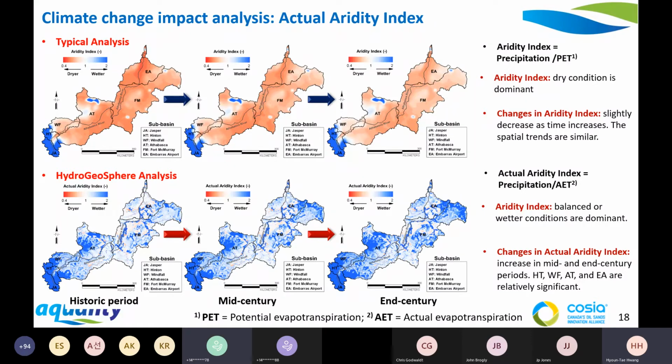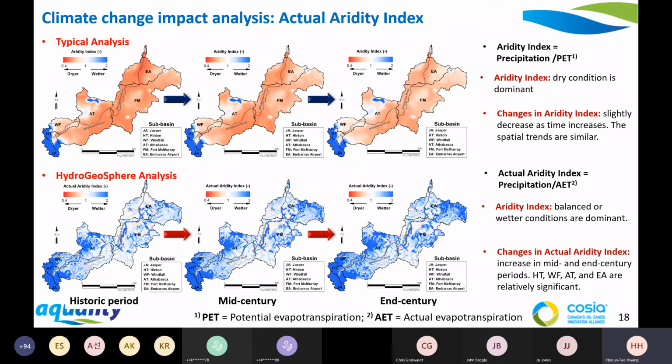First, you can see the upstream area, top left, in historic period. You can see the blue area. That means the wet condition is dominant in upstream. In the midstream and downstream area, you can see the red. That means the drier condition is dominant. That's why we call this area a subhumid condition. In the future, mid-century and then end century, you can see the still drier condition is dominant in the midstream and downstream. However, the magnitude is slightly drier compared to historic result.